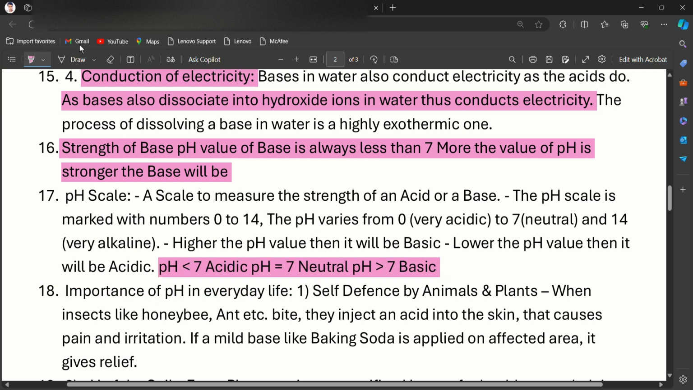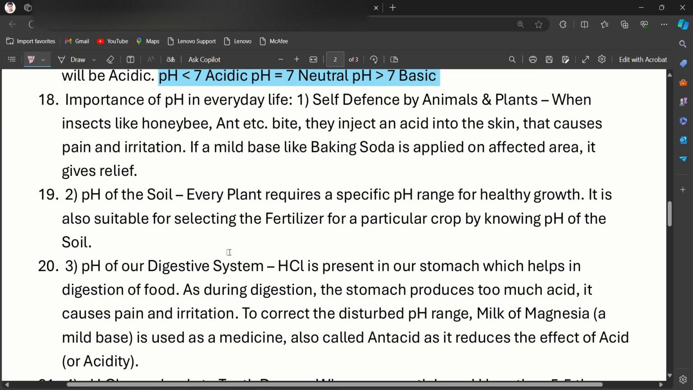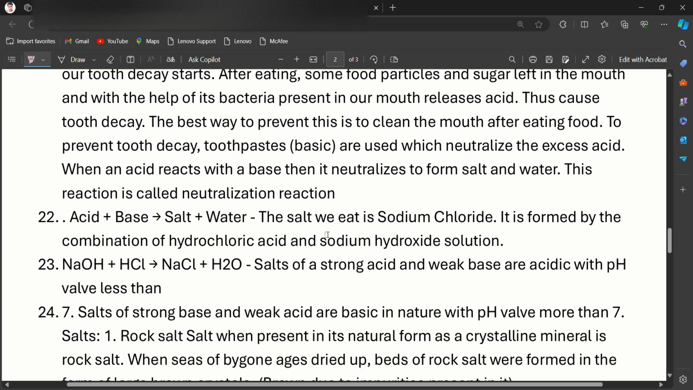pH scale. Here you can see the pH scale. You can read what is the pH scale, the importance of pH. I am not going to explain this. That is the theoretical part of your course.